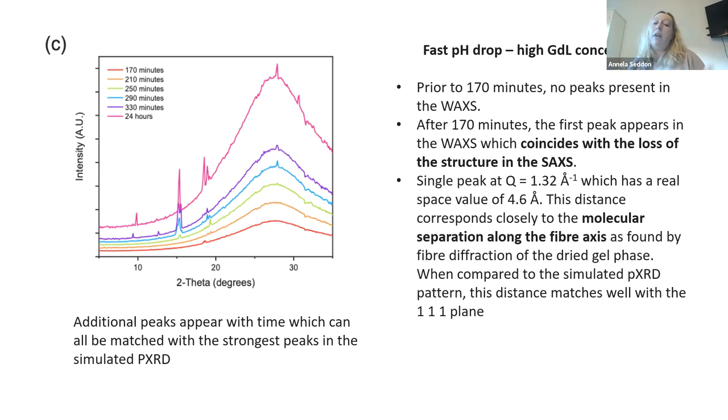And if you carry on running the wax patterns over time, you find that more and more peaks start to grow. And when you compare this with the powder X-ray diffraction pattern that we simulated from our crystal structure, every peak you see in the wax, despite the fact that this is technically in solution now, every peak in the wax matches a reflection in the PXRD, and it's all the strongest reflections. And you always get, no matter how many times you do this, the growth along the 111 plane. And so we're actually seeing growth along the fiber.